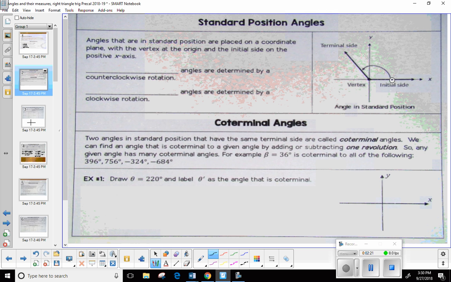Now, if you rotate counterclockwise, what kind of angles do you think we're going to have? Starts with a P. Positive. Positive angles are going to rotate counterclockwise. So what kind of angles are going to rotate clockwise? Negative angles. There we go.